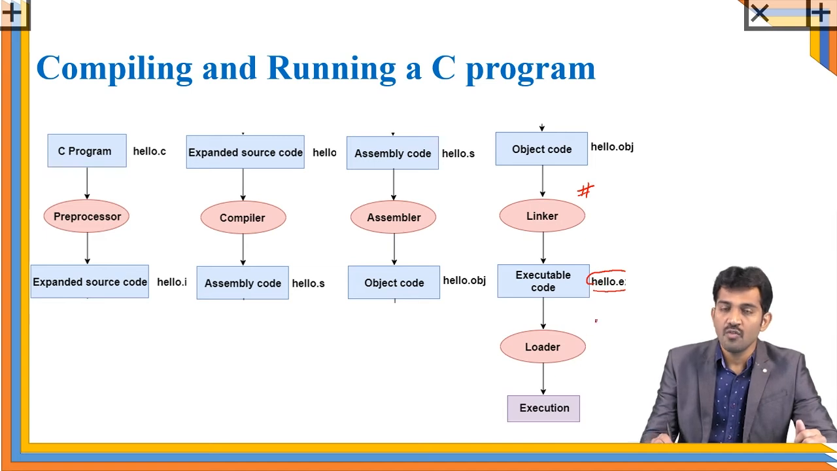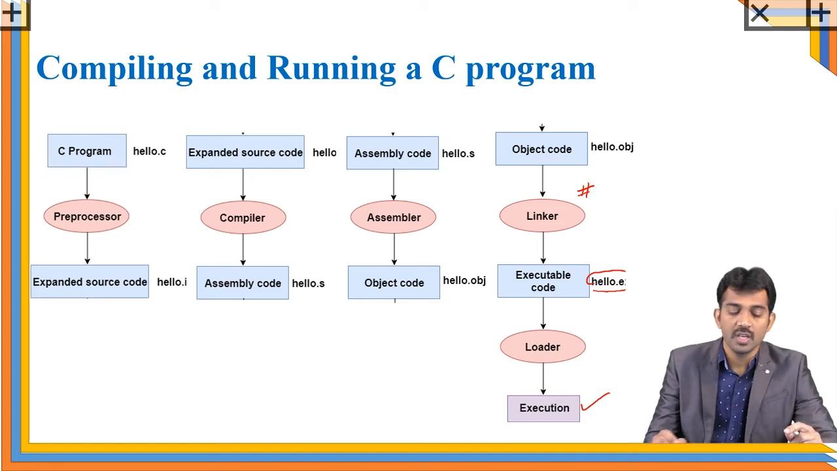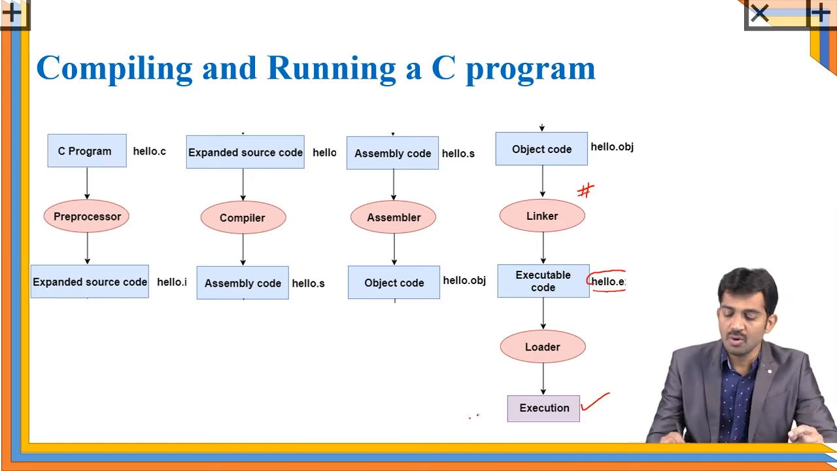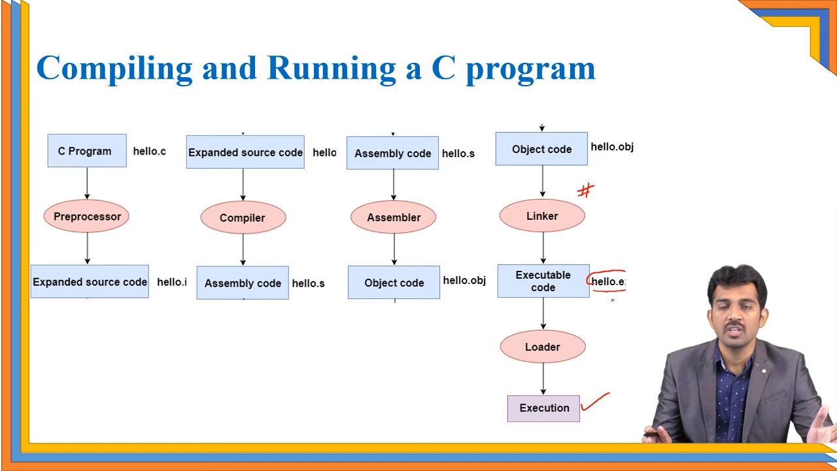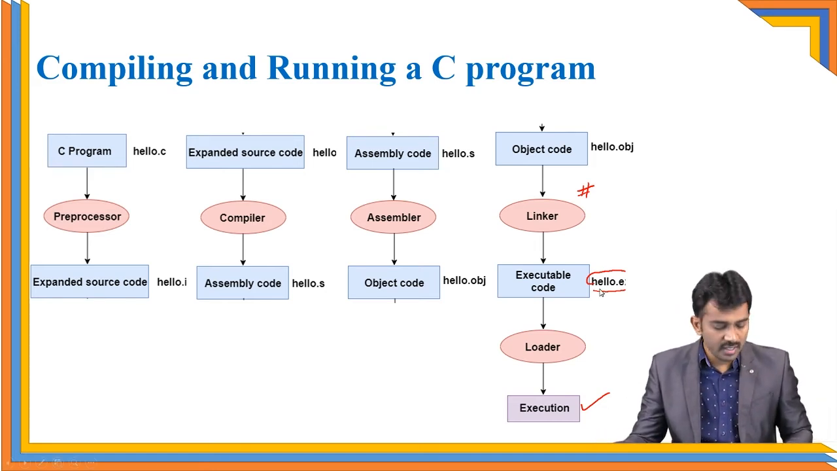After that, when you run it, the loader executes it. Is this clear? So this is the process of converting your C program, hello.c, to hello.exe. These many functionalities work in between hello.c and hello.exe: preprocessor, compiler, assembler and linker. The loader is going to load your program. We will see it in Dev C.